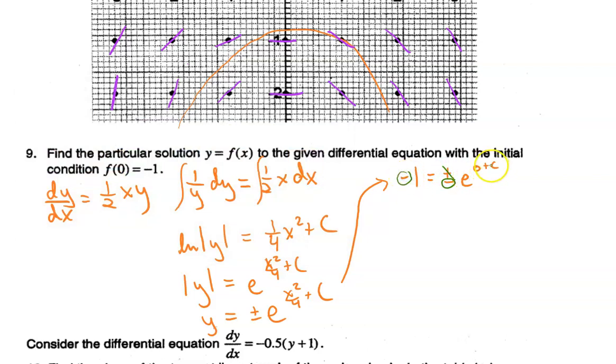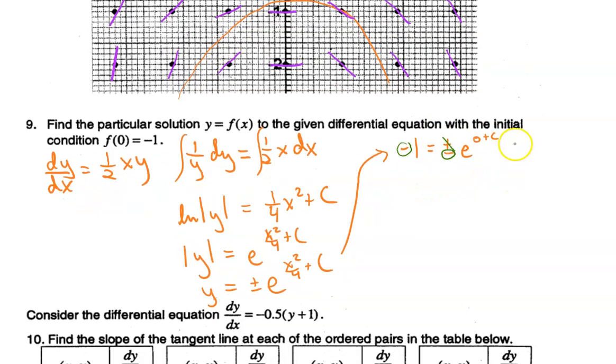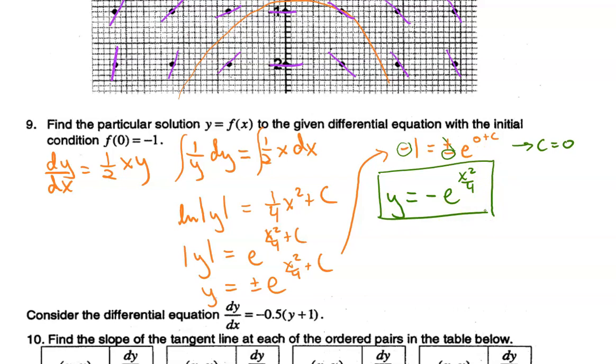And then e to the c needs to be equal to 1, so this means that c is equal to 0. E to the 0 is 1. Okay, so if c is equal to 0, then plugging that back into this equation, I have y equals, and remember we're keeping the negative, e to the x squared over 4, and then I don't need to write plus 0. Okay, so here is my particular solution. In this case, I solved for y first, and then I plugged in my initial condition. On the next one, I'm going to do it the other way and show you how, if you're looking for a particular solution and not necessarily a general solution, then you can actually plug your ordered pair in earlier and still solve the same way.